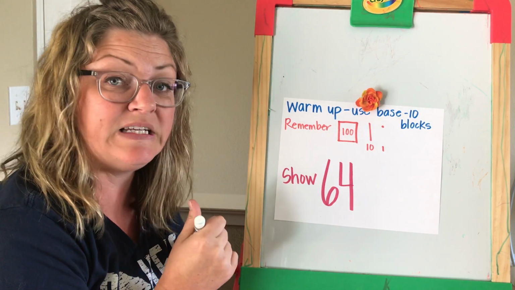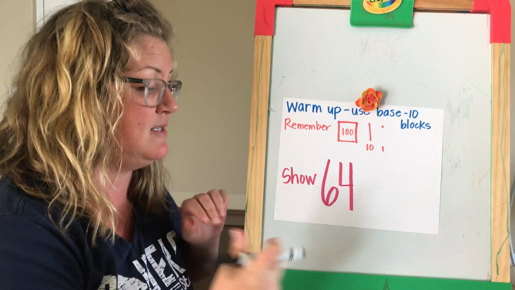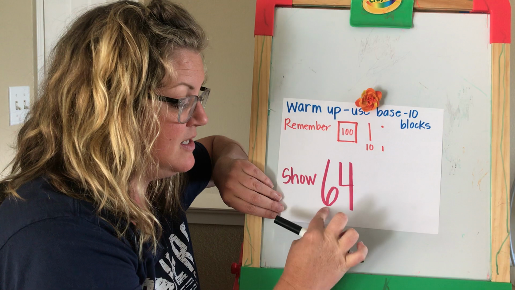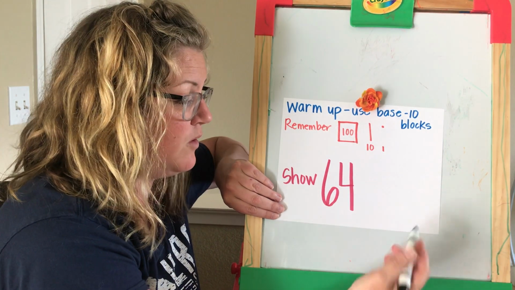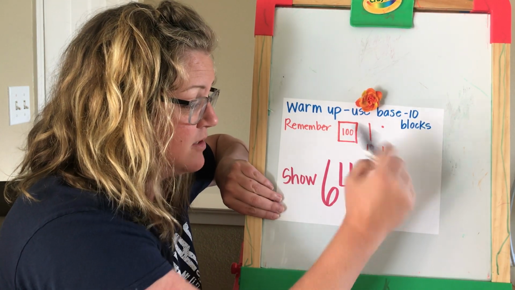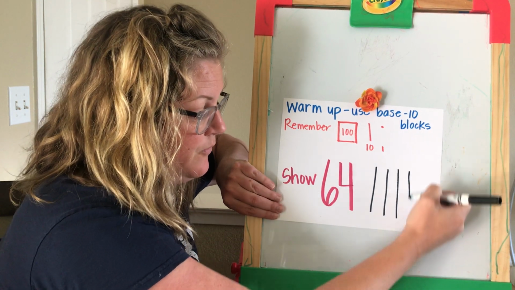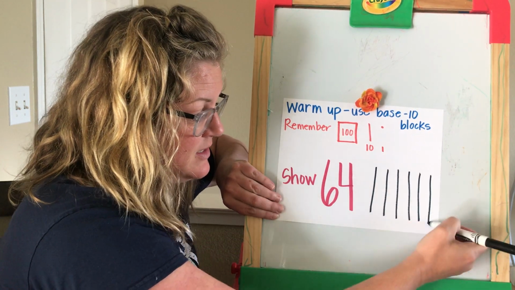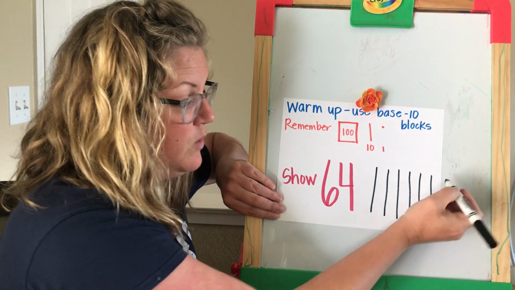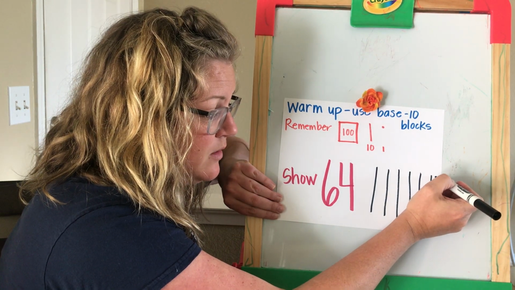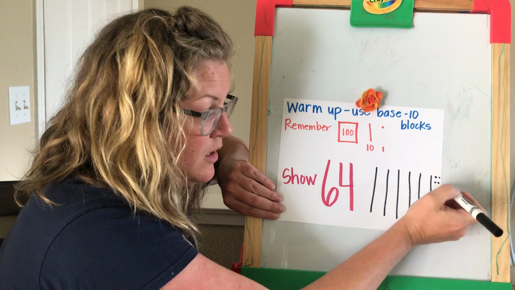So if we're going to show 64 using our base 10 blocks, it's going to look like this. 6 tens, 4 ones. So I'm going to show 6 tens. Those are the long lines. 1, 2, 3, 4, 5, 6. And now I'm going to show 4 ones. I'm almost out of space. I'll just do 1, 2, 3, 4.